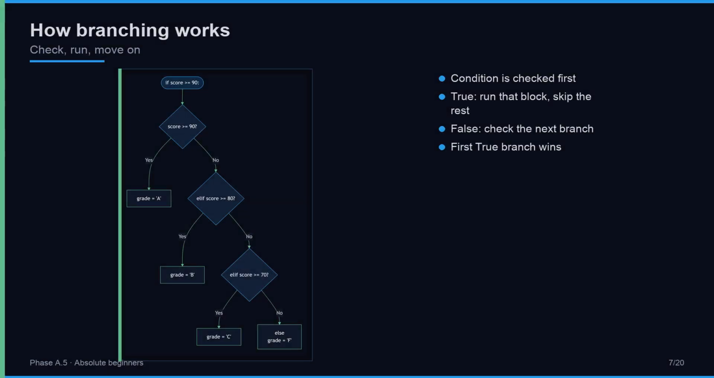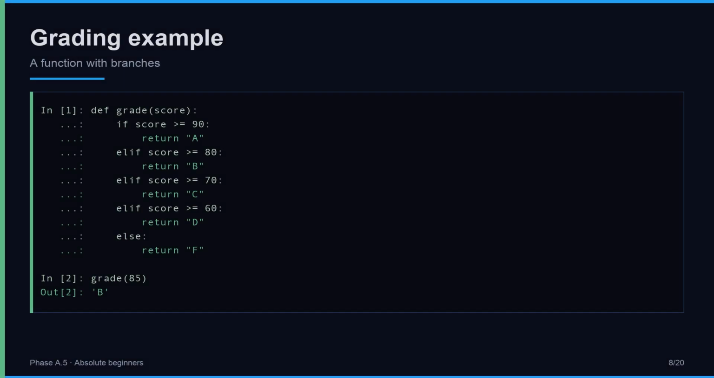Picture how Python runs an if statement. It evaluates the condition first. If the condition is true, the indented block runs, then Python jumps past everything else. If the condition is false, Python skips that block and looks for an else or elif. With elif, each condition is checked in order. The first true branch wins. Once a branch runs, the rest are skipped. This top to bottom behavior, where the first true branch wins, is what makes branching predictable. First match wins.